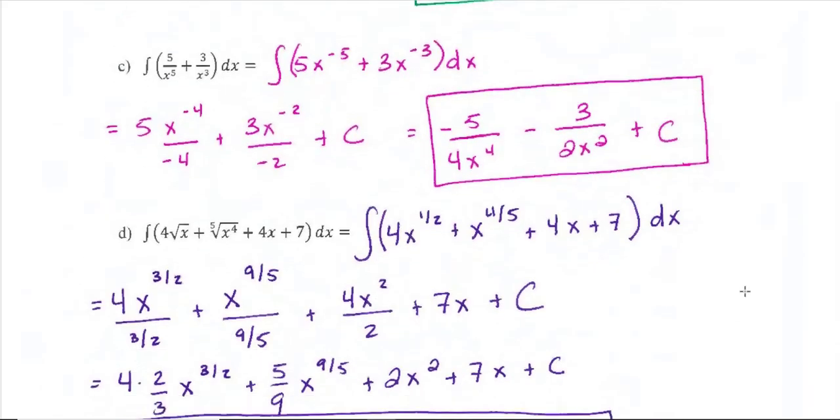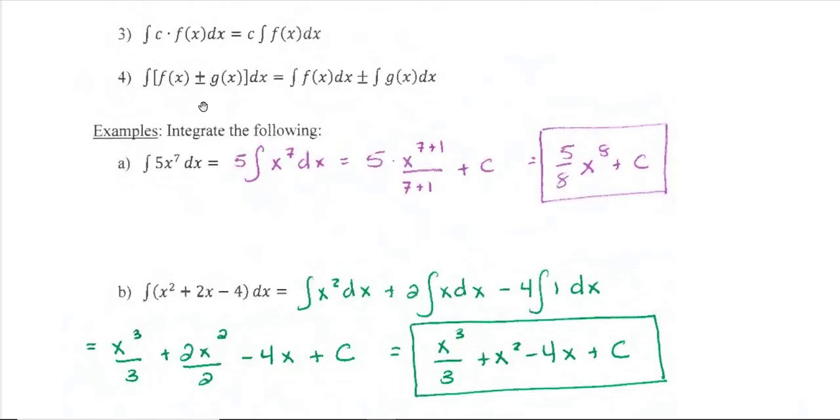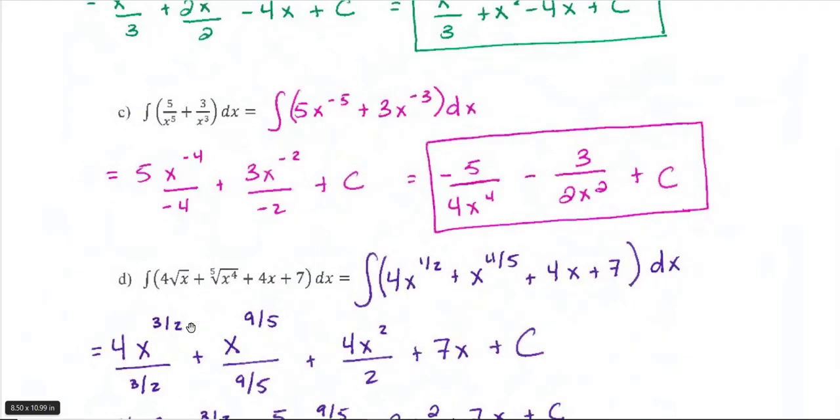All right, let's look at c. We have 5 over x to the 5th plus 3 over x cubed, and we're integrating that with respect to x. If you look at our rules right here, these don't have anything to do with x being in the denominator. So what we can do is bring x up by giving it a negative exponent. So we're integrating 5x to the negative fifth plus 3x to the negative 3, all with respect to x.